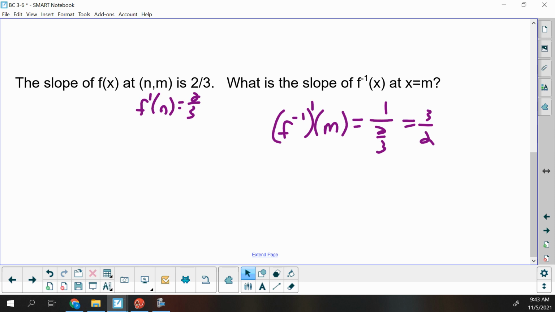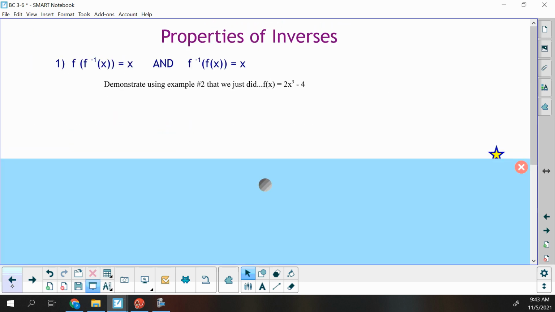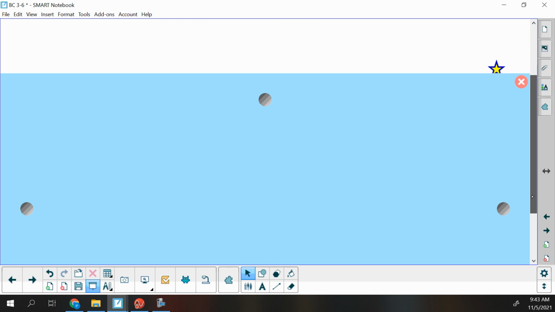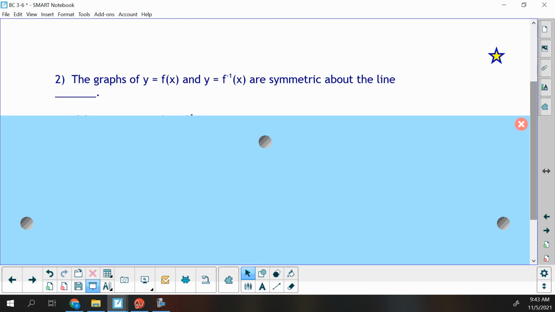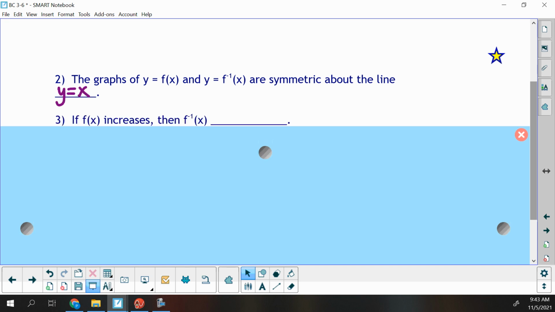So just to close out the video, we're going to flip back some pages in the notes packet and talk about a few key things. So if you flip back a few pages to where it says properties of inverses, and we're going to start down just a little bit below that. Just a reminder that f of x and f inverse are symmetric about the line y equals x. So that's what you would notice graphically.